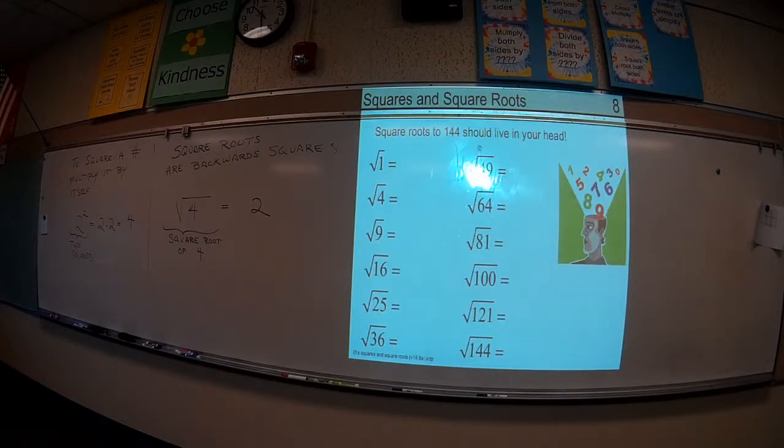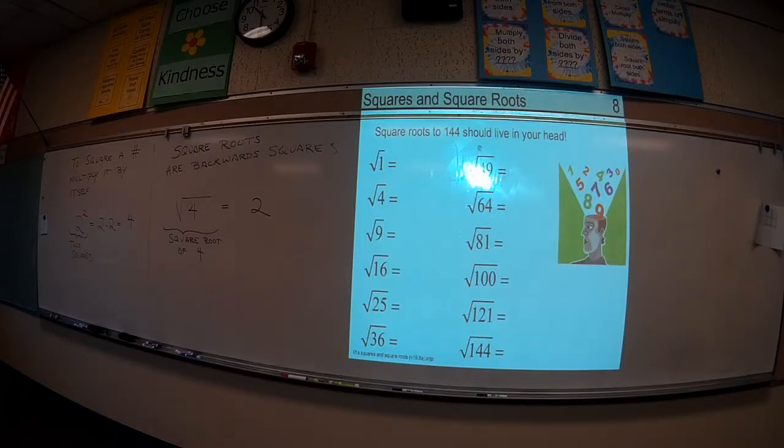7 squared. Square root of 36. Square root of 49. Square root of 4. 4 squared. 16. 9 squared. 81. Square root of 49. 7. Square root of 16. 4. 4 squared. Square root of 121.